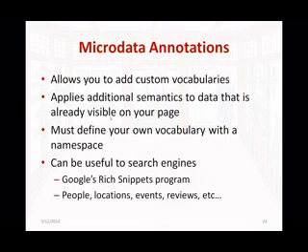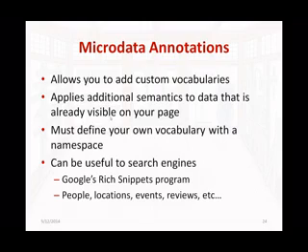One of the things that's new in HTML5 is microdata annotations. You're able to add custom vocabularies, but you've got to define those vocabularies so you can add semantics to data that is already on your page. For example, say you want people and positions and organizations and more information about who and what is included. Think about events or reviews.